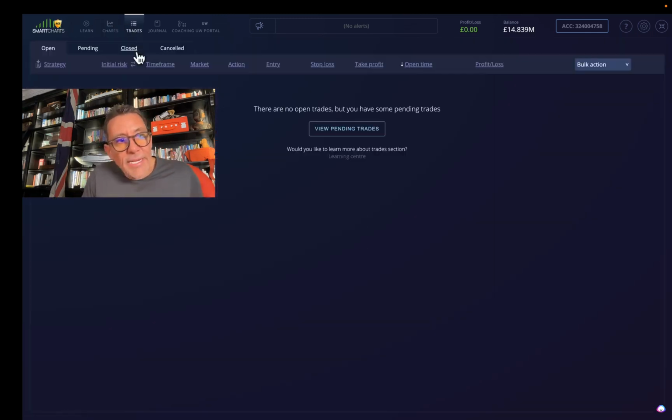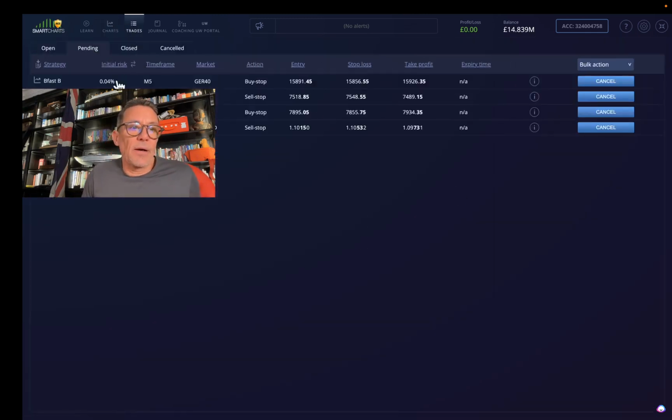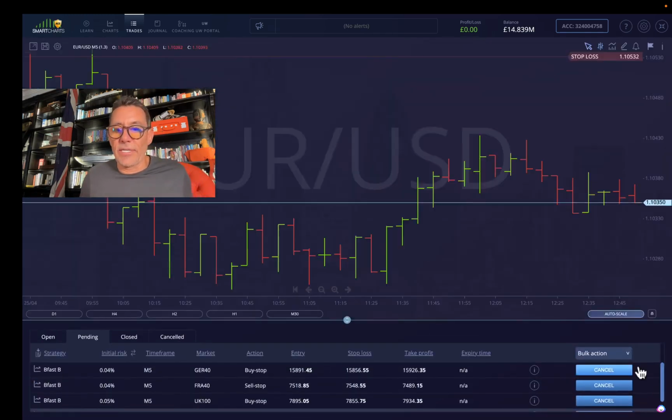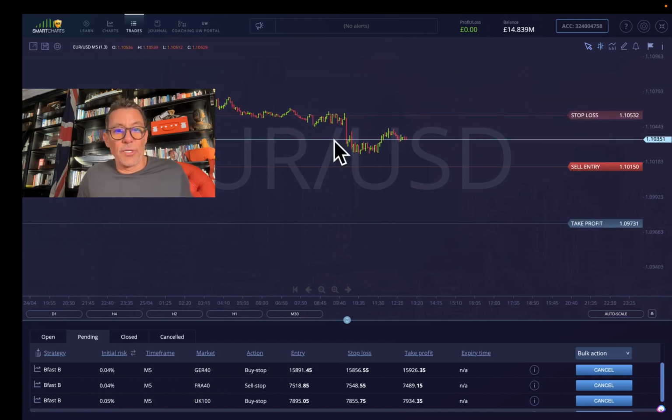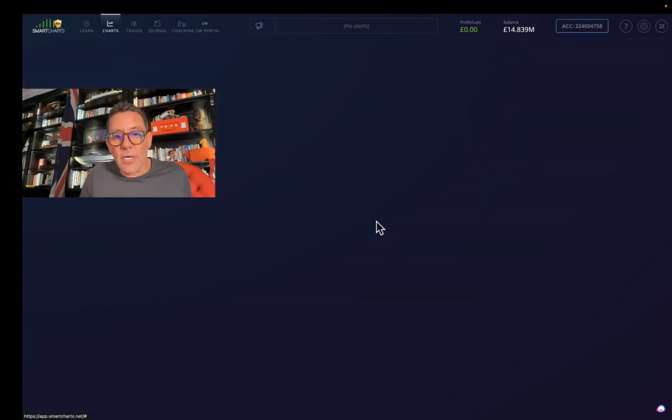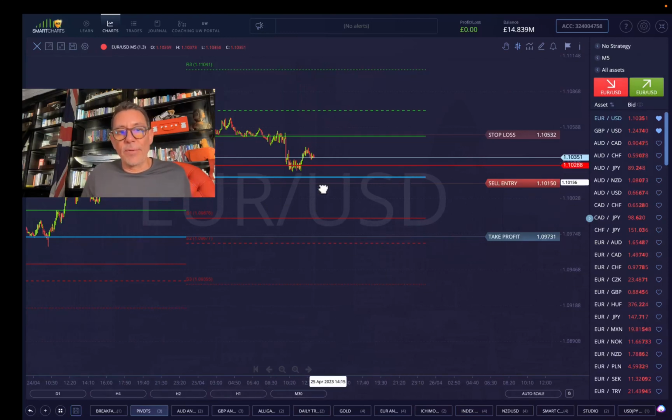If I go to my trades pending, I've got some breakfast breakouts in today as well, but this is the one I just added in, which is that Euro Dollar. You can see it's just sitting there ready to go. It just shows me on a naked chart, but if I go back to the actual chart I was looking at, here are the pivot point lines again.